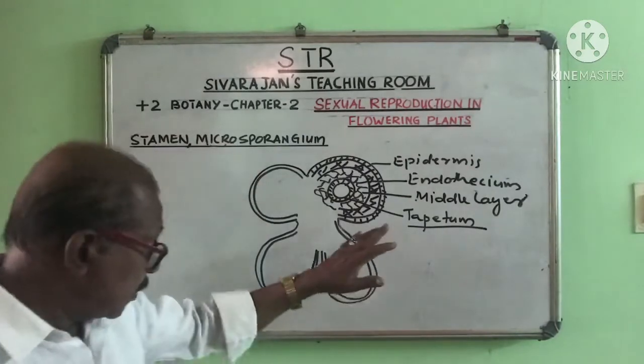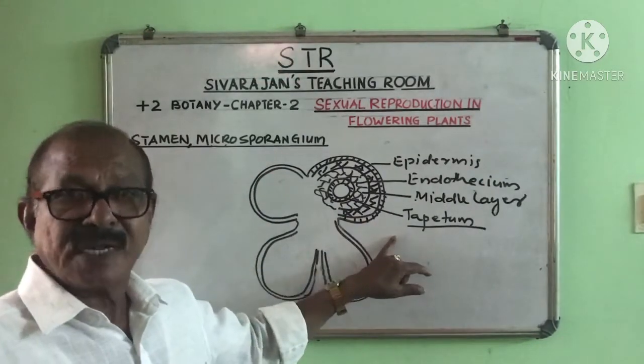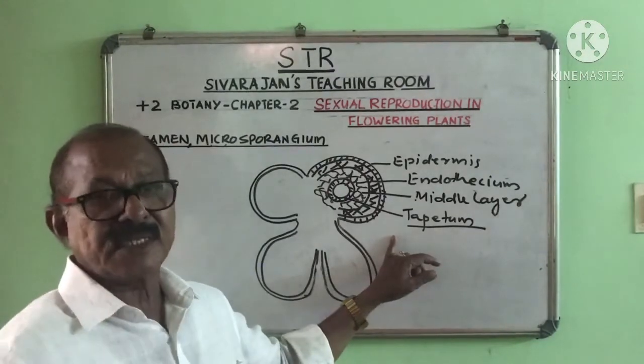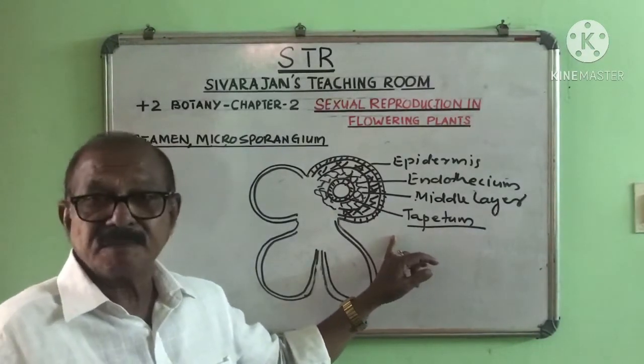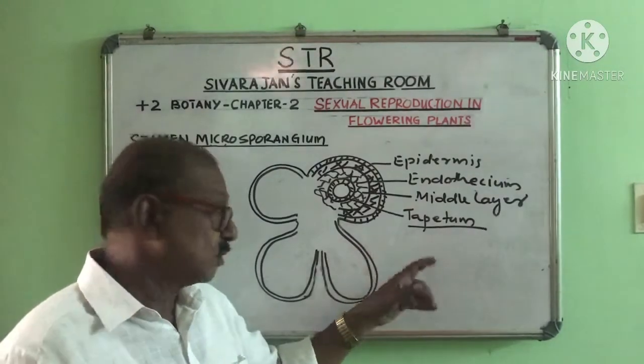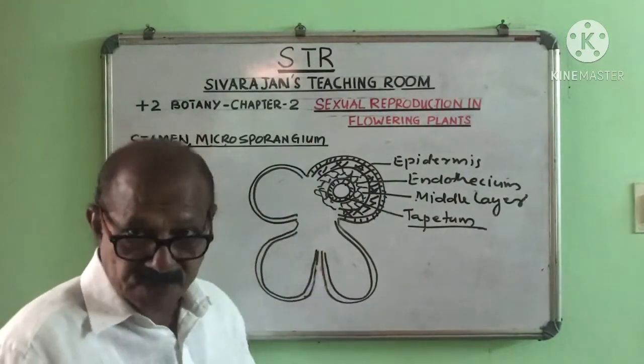And the tapetum is the innermost layer. It is made up of one layer of cells. The cells are rich in stored food materials, and the cells are multinucleated. They provide nourishment to the developing pollen grains inside the microsporangium.